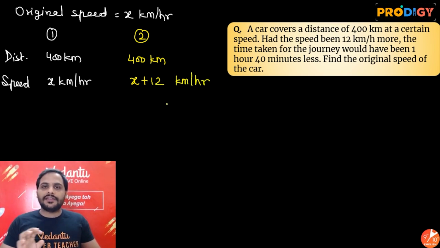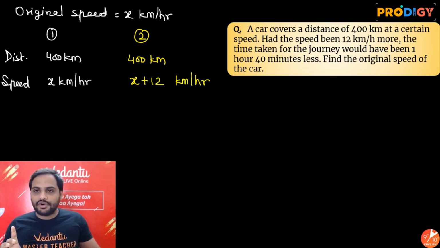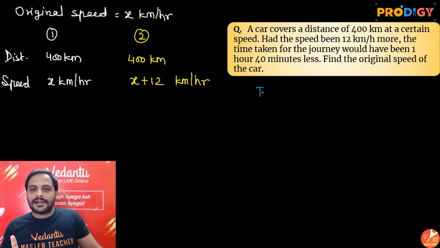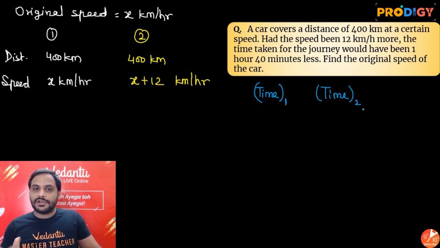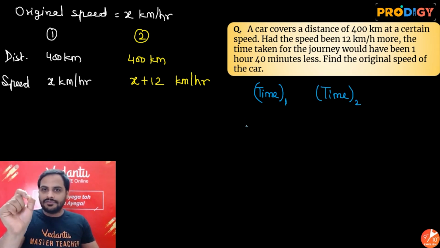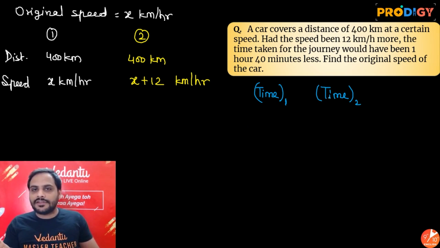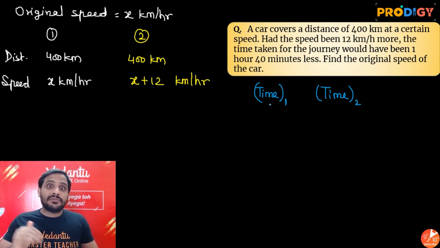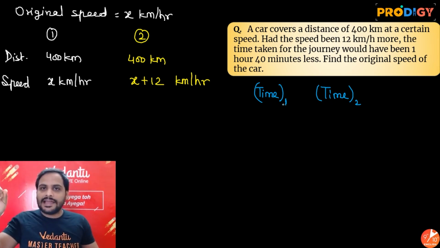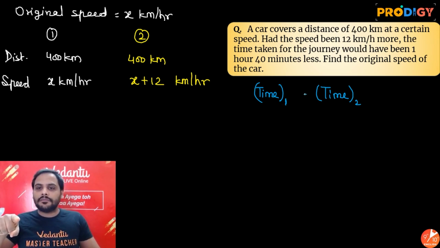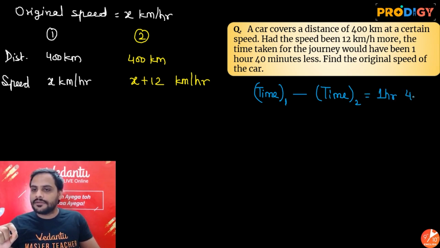In this case they are telling us that the time taken would have been 1 hour 40 minutes less. That means they are simply telling you that between time taken in case 1 and time taken in case 2, since in case 2 you have increased the speed, time taken will reduce. So time taken in case 1 is 1 hour 40 minutes more, or time taken in case 2 is 1 hour 40 minutes less. Mathematically I can write it as time taken in case 1 minus time taken in case 2 is equal to 1 hour 40 minutes.